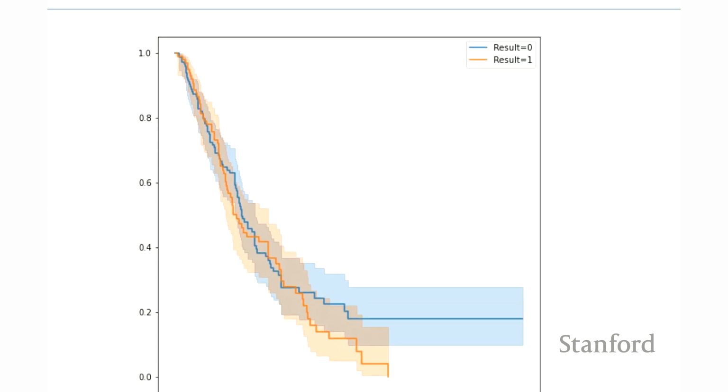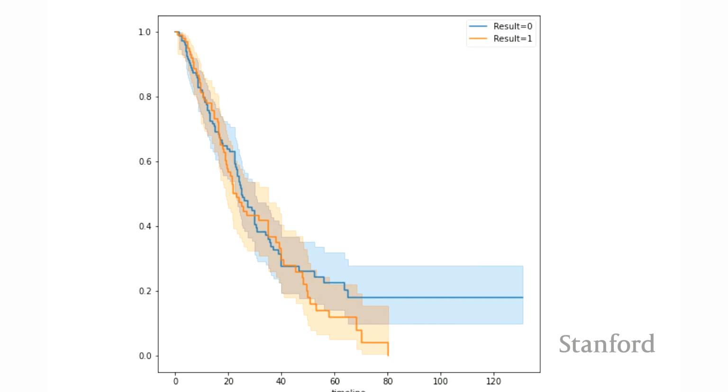Okay, so let's take a look at these. We have result equals 0, that's a negative result, and result equals 1 is a positive result. So we can see that negative results, some of them just never get published, and that's kind of well known in the scientific literature, that it's hard to publish a negative result. So in this example, a high hazard is good because it's the time to the event, which is publication.